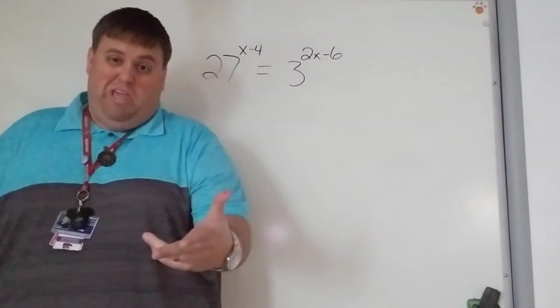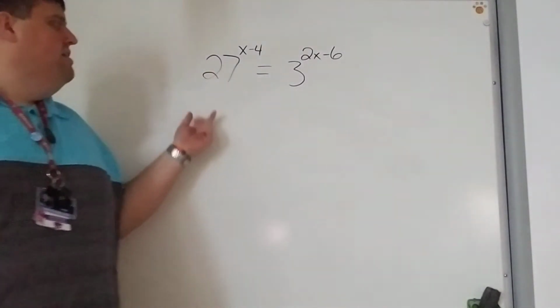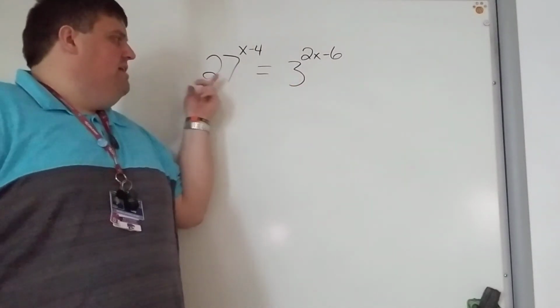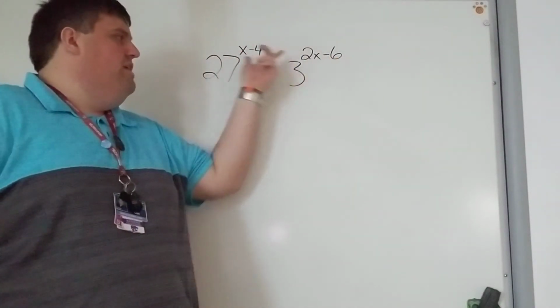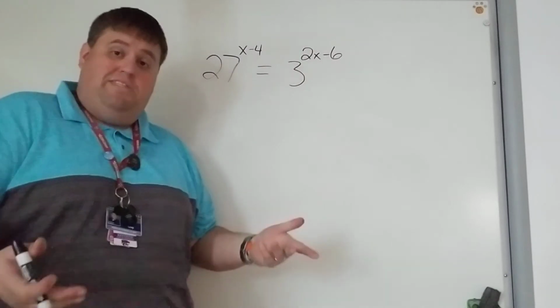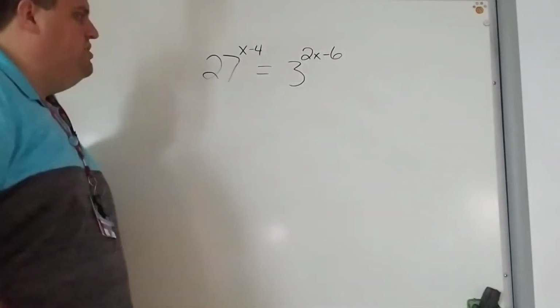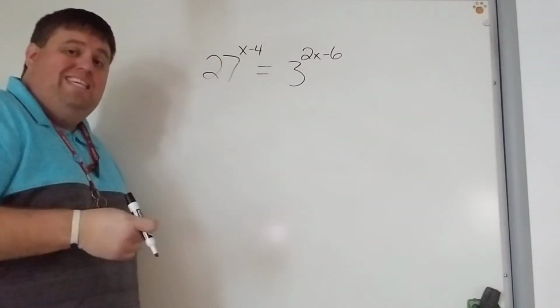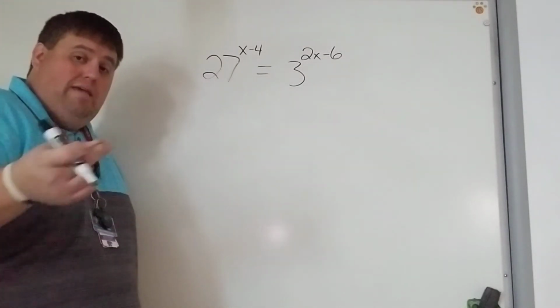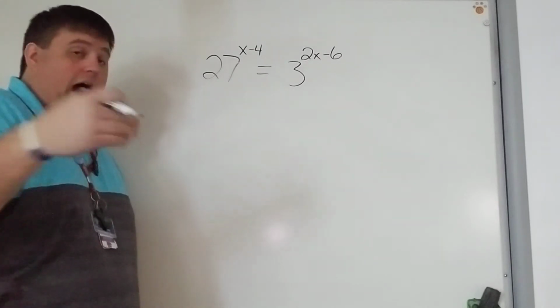This is a little bit weirder because these two bases aren't the same, so that doesn't mean that those two things would have to be the same, right? The bases aren't the same, so their exponents don't have to be the same. So what we need to do is change the bases so they're the same thing. How do we do that?